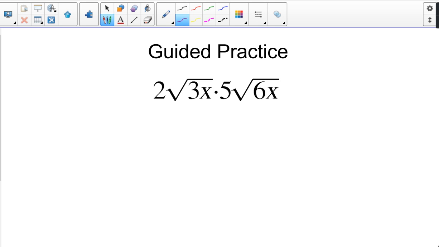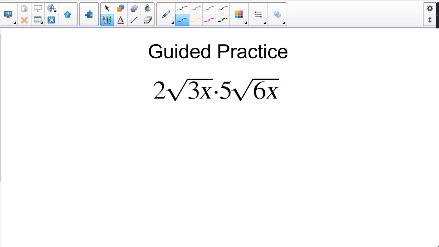Second problem that we'll use to prepare you for your quiz on Friday. Here we are multiplying two radicals. So we have 2 root 3x multiplied by 5 root 6x. You can try that on your own and then come back and watch how I do it.